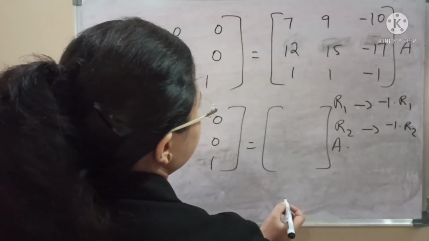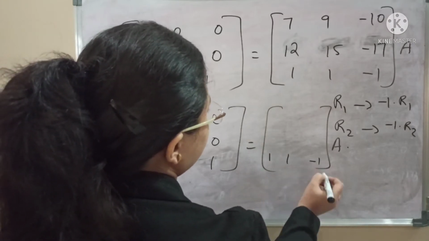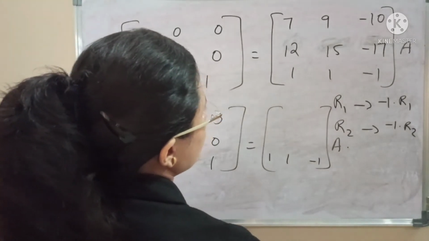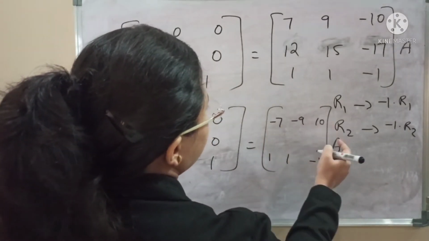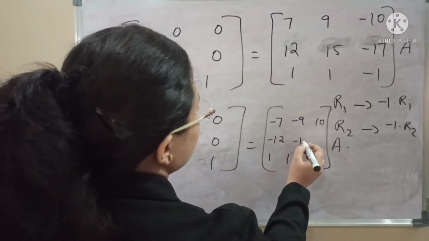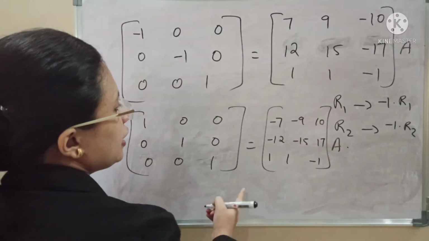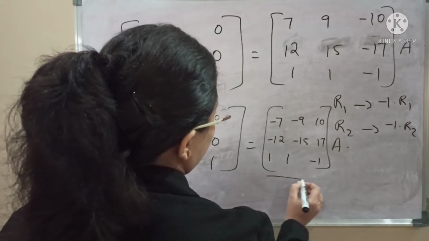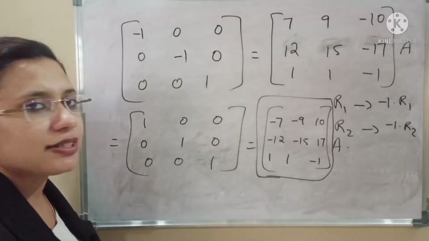Similarly here, the third row will be the same. Now R1 will be minus 1 into R1, right? So minus 7, minus 9, 10. R2 minus 1 into R2, minus 12, minus 15, 17. So our inverse of matrix A will be this one. This will be the inverse of matrix A.